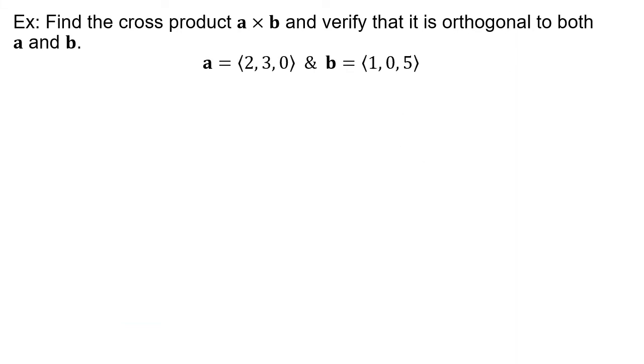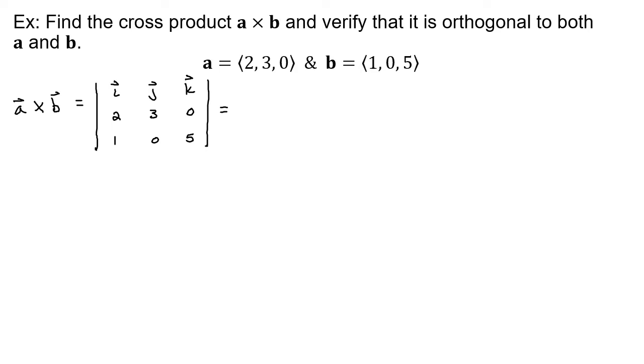So this says find the cross product between A and B and verify that it is orthogonal to both A and B, which is not terribly hard to do. So my cross product, if I do A crossed with B, I do it, like I said, the very mathematical way. I put an I, a J, and a K, and then I'll have my vectors 2, 3, 0, and 1, 0, 5. And you might wonder, well, what if you did them backwards and put the B on top of the A? Are they the same thing? And it's no, not necessarily. They're not.